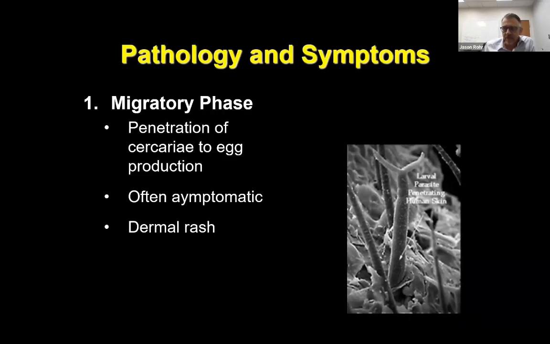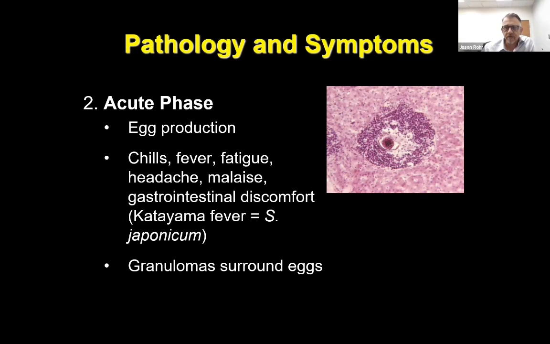So there's a few stages to the infection. There's the migratory stage. This is when the cercariae penetrate the human host. It's often asymptomatic, but can cause a dermal rash like swimmer's itch. Then there's the acute phase. This is associated with egg production by the worms. You can get headaches, chills, fever, gastrointestinal discomfort. For Schistosoma japonicum, it's often referred to as Katayama fever. And then you start getting the buildup of granulomas surrounded by the eggs.